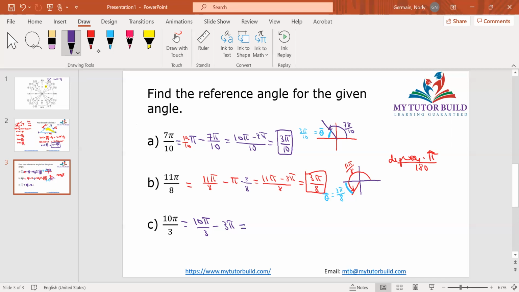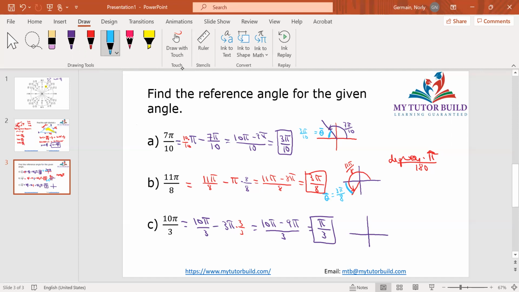So, having the same denominator, 3 pi is 9 pi over 3. Now that gives us 10 pi minus 9 pi, same denominator 3. Now 10 minus 9 is simply pi over 3. And this is the answer for the third one. That's the acute angle. Remember, the acute angle is always the smallest one, less than 90 degrees.